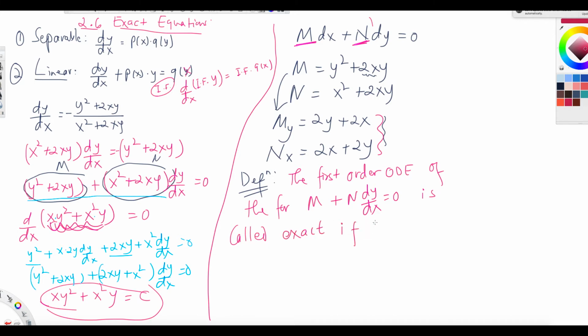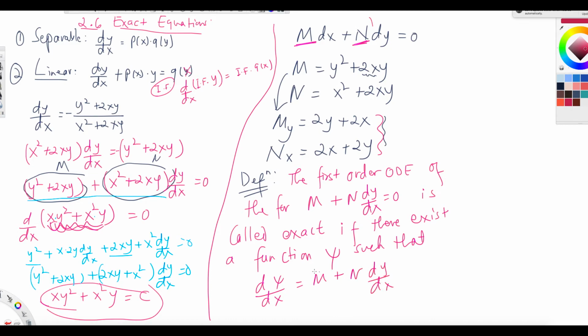if there exists a function psi, where psi is a function of x and y, such that d psi over dx equals M plus N dy over dx. Because what I was saying is that any equation of that form is called exact if there is a function psi such that the whole left hand side can be written as the derivative of that psi.